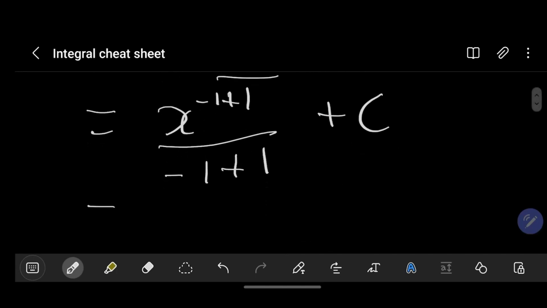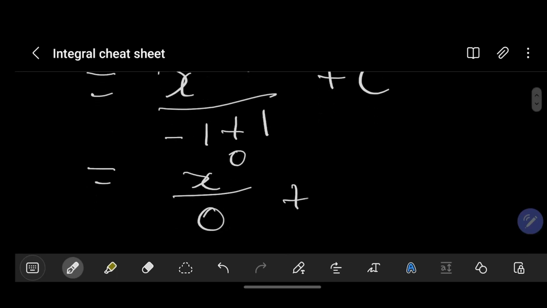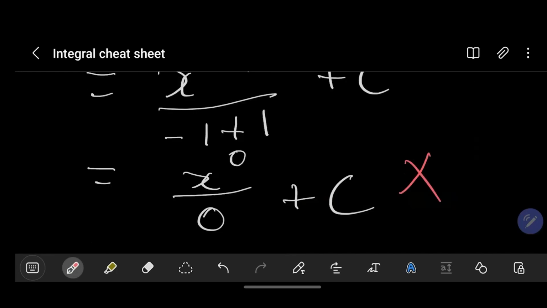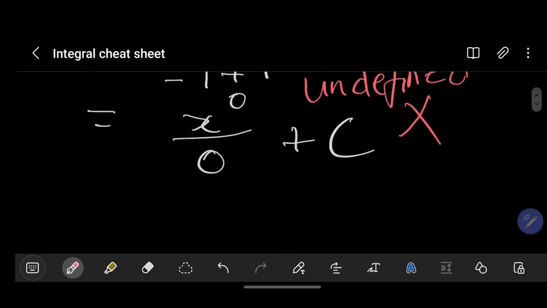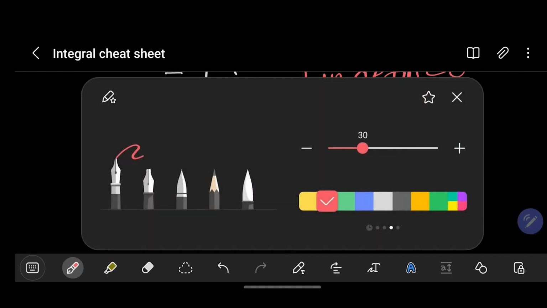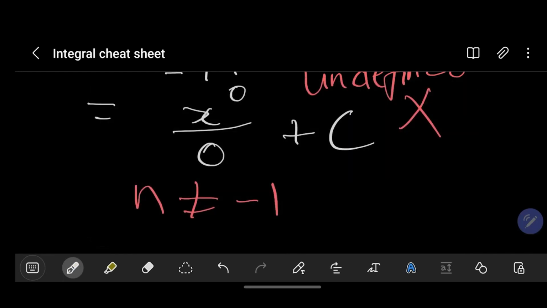However, this is then equal to x to the 0 over 0 plus c. And this is incorrect. So we cannot have this, right? Because this is now undefined, and we know that from the power rule it states that n should not be equal to minus 1. So how would we solve something like this?